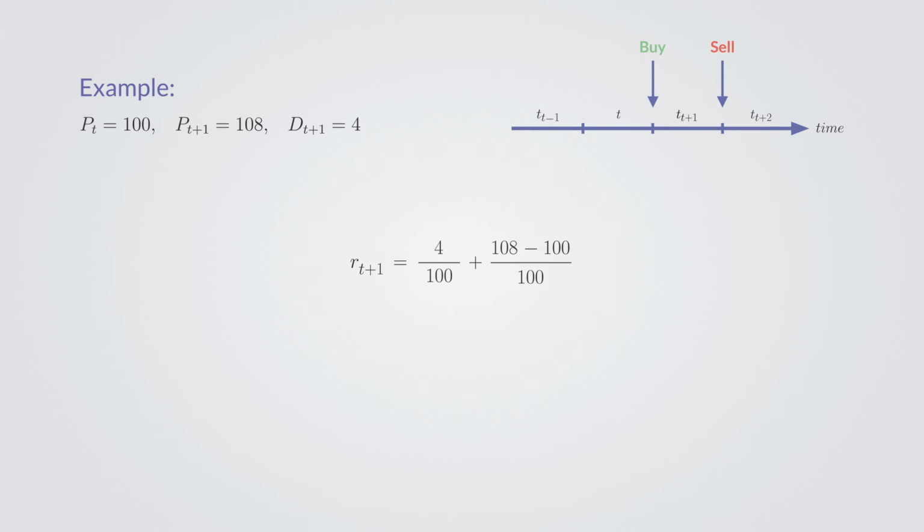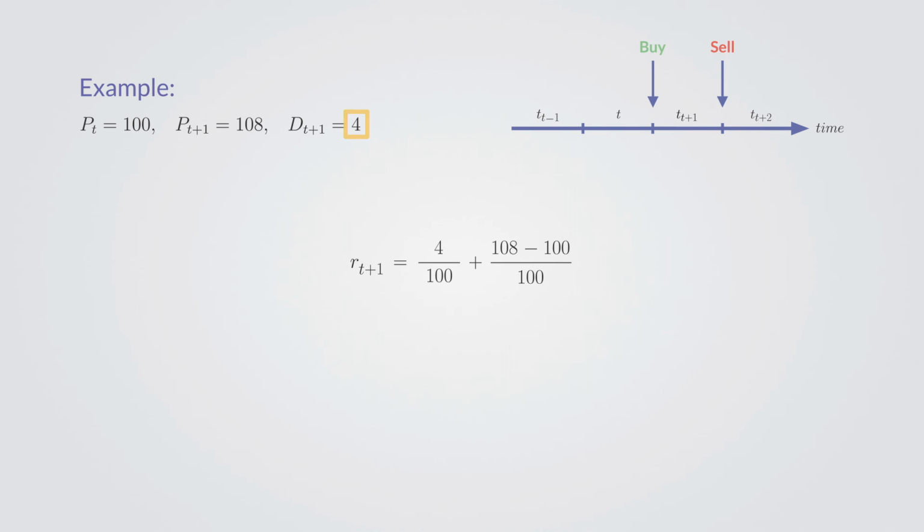Assume that at the end of period t, the asset I'm considering buying cost $100. And at the end of period t plus 1, when we reach this point in time, the price of the asset has increased to $108. And during this holding period, when I hold this asset, a dividend is paid out, and the payout of the dividend is $4 per stock.